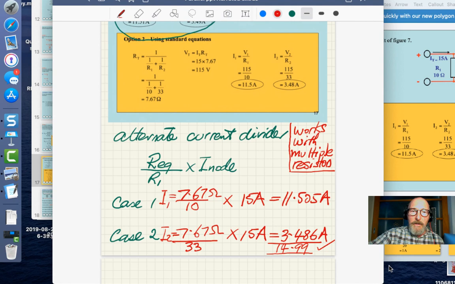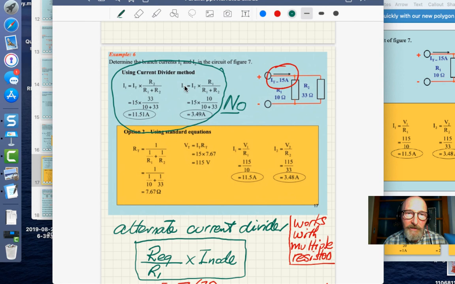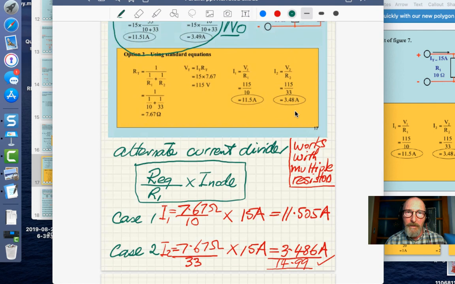That is by far the better method to use for a current divider. You'll find that in some other textbooks. And yeah, look, I think a lot of teachers teach this method first up, but students often look at it and it just becomes complex. And the fact that you can only use it with a circuit with two resistors, it's a little bit arcane to use.